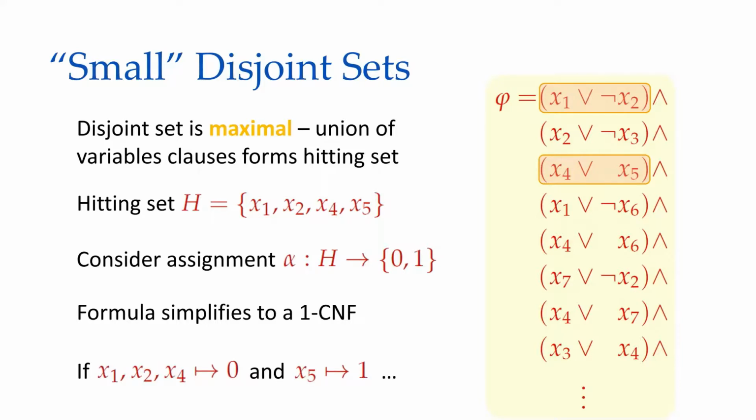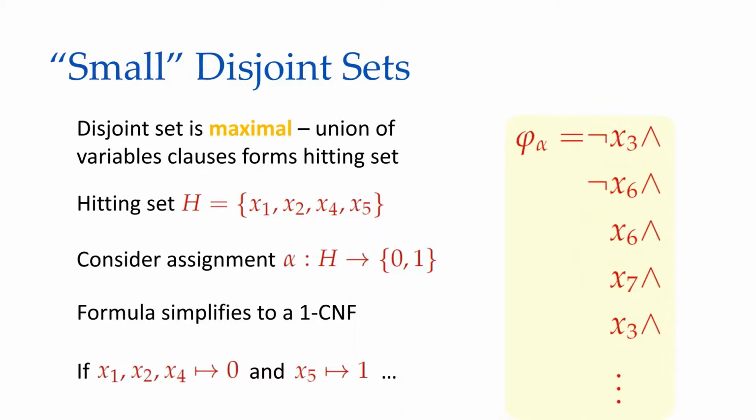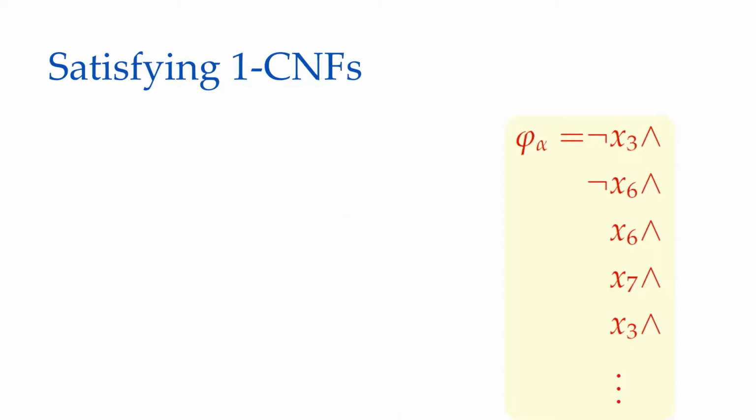Then some clauses will already be satisfied by this partial assignment, and some other literals will be false and not satisfy their clauses. And when we remove all satisfied clauses and unsatisfied literals, we're left with a new 1CNF, whose satisfying assignments are precisely the satisfying assignments of the original formula which extend the partial assignment alpha we're considering. Intuitively, this shows if our formula has a small disjoint set, our 2CNF is very close to some 1CNFs. And this is useful because counting satisfying assignments for 1CNFs is easy.